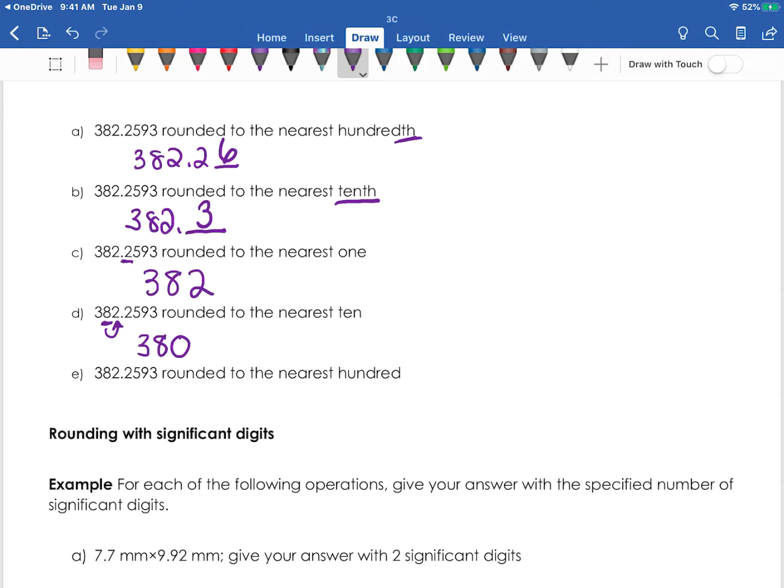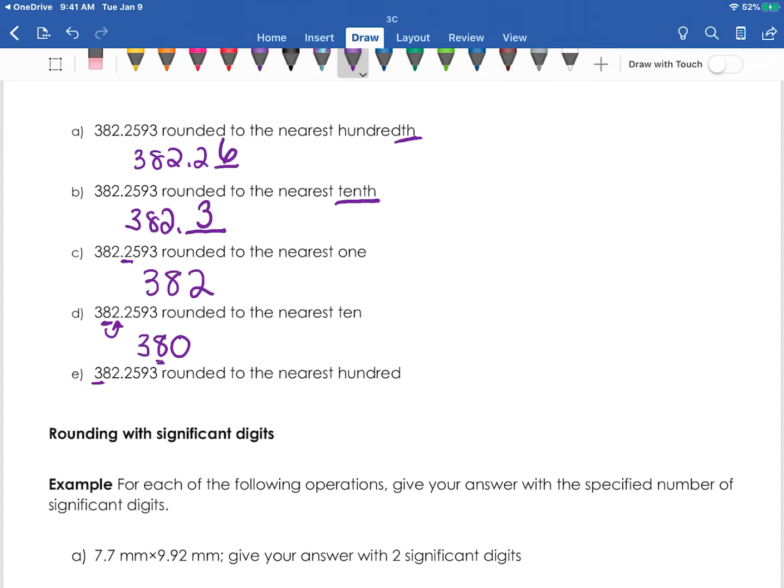If I have 382 and I want to round it to the nearest 10, is 82 closer to 80 or is it closer to 90? That 82 is definitely closer to 80, so I'm going to keep 380. And then here's my tens place. Okay, round it to the nearest 100.